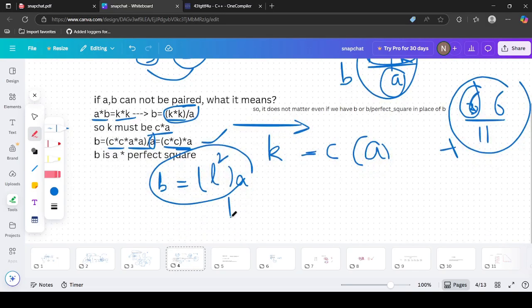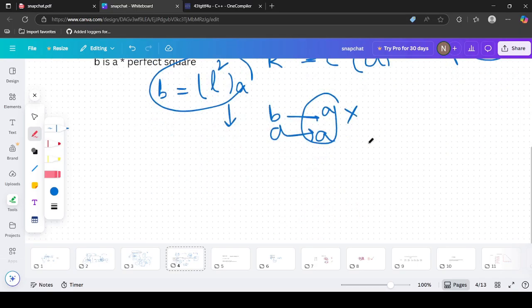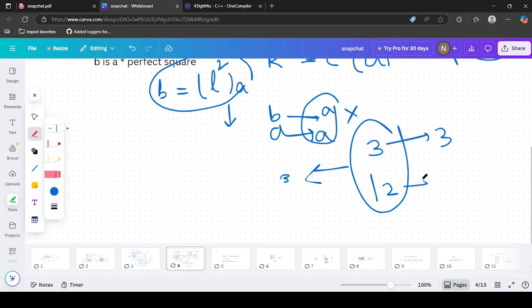So from this, what we can understand is, if we try to simplify B as A, and A is also A, then if these both values are the same, it means that we cannot pair them, right? For example, let's say we have 3 and we have 12. We cannot take this as a pair. Why? Because 3 into 12, 36, is a perfect square. So 3 is 3 as usual, but 12 can be written as 3 into 4. So 4 is a perfect square, right? These both are already equal and this is a perfect square, so we are unable to pair them.